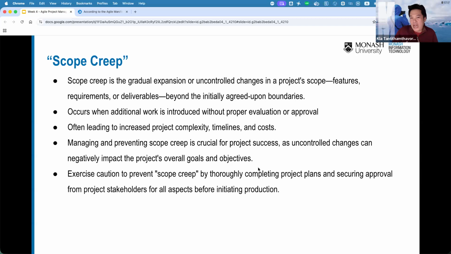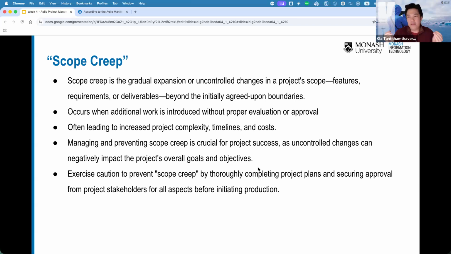And what exactly is scope creep? It is the gradual expansion or uncontrolled changes in a project scope. For example, the feature requirements change, or one day, yesterday the client wanted this, tomorrow the client wants another feature. This kind of volatile or dynamic change of the requirements goes beyond the initially agreed upon boundaries, right? It will impact your project, which includes not just the scope but also time and cost as well. Okay, this is called scope creep.